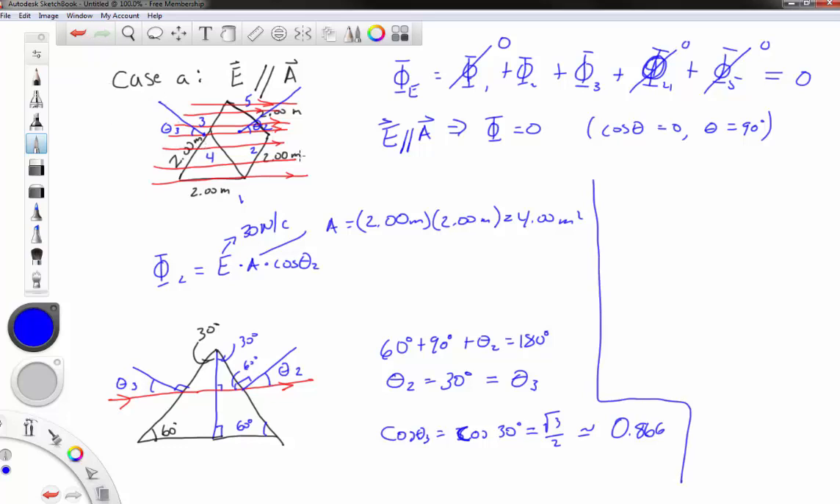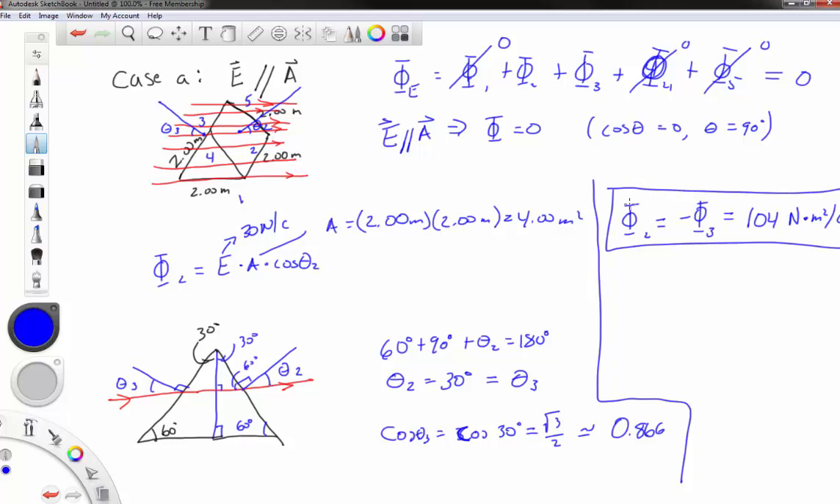We notice that it's going in through face 3 and out through face 2. So we can write phi 2 is equal to negative phi 3 is equal to 0.866 times the area, which was 4 meters squared, times the electric field strength, which was 30. And so that gives us basically 103.9, which with three significant figures is 104, basically Newton meters squared per coulomb.